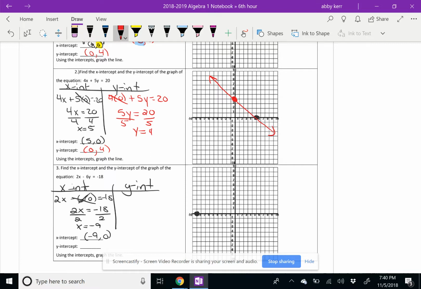Now for y-intercept, just like before, we're going to put our 0 in for the x. Now, the number one mistake I see when students say 2 times 0, they forget to drop that negative 6 down. So it's really negative 6y equals negative 18. Divide by negative 6. You get y equals 3. So then we're going to go left, right, none, but we're going to go up 3. And then you're going to draw a line connecting the two ordered pairs.